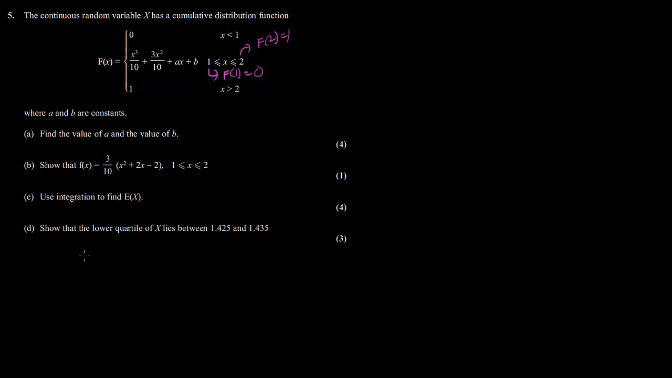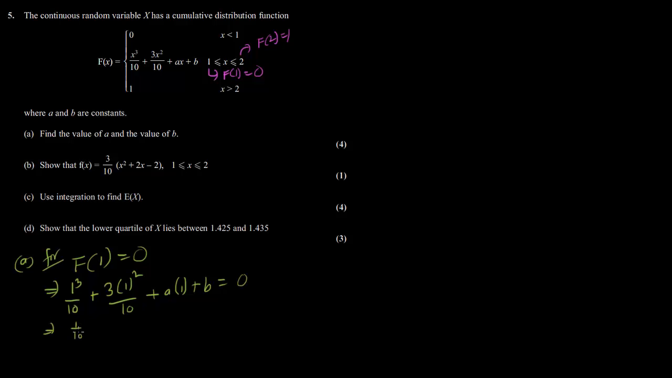So let's start. The first thing we have to do is f for the lower limit equals 0. So if we put it here, that would be 1 cubed by 10 plus 3 into 1 squared by 10 plus a into 1 plus b equals 0. So that would be 1 by 10 plus 3 by 10 plus a plus b equals 0. Therefore a plus b equals minus 1 by 10 minus 3 by 10, which is 4 by 10, so that would be minus 2 by 5. So that is equation 1.